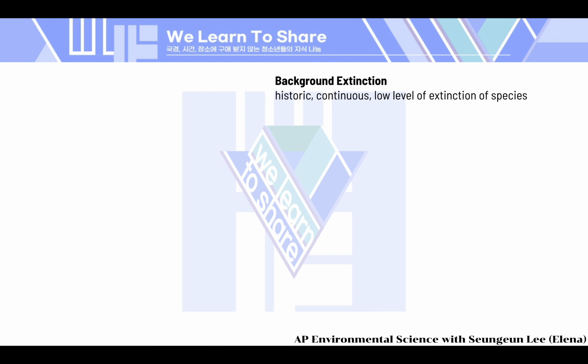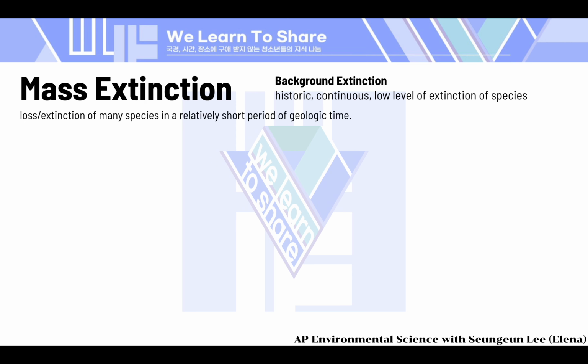Now let's break down different types of extinctions to better understand this phenomenon. We have something called background extinction, which is a historic, continuous, and low-level extinction of species. It's a natural process, but the current rates are far from natural. We have more specifics called mass extinction. This is when many species disappear in a relatively short period of geological time. It's a dramatic loss of biodiversity, and unfortunately, many scientists believe we're currently experiencing the sixth mass extinction.